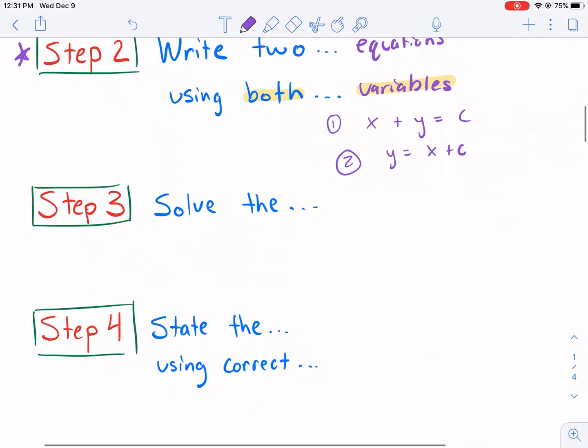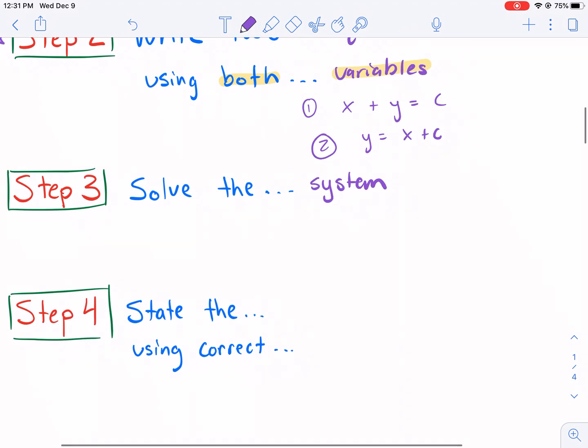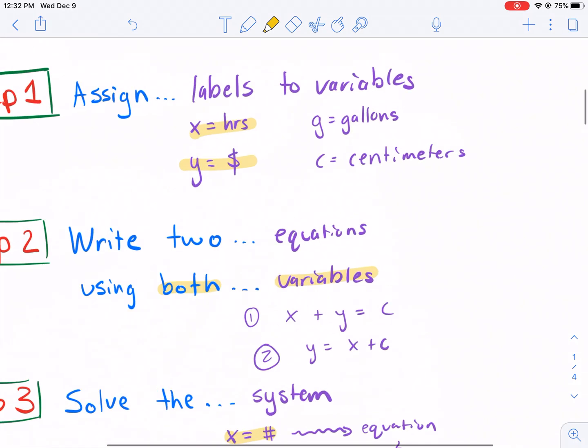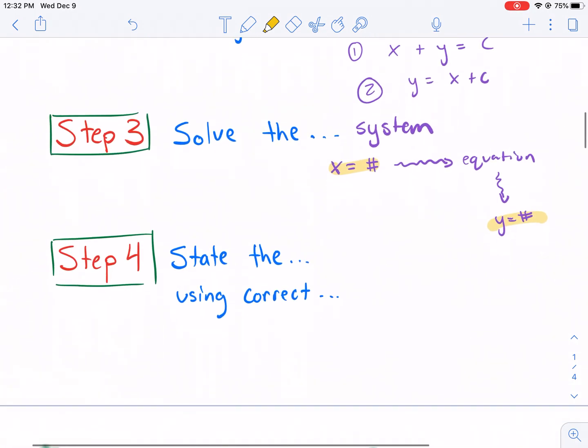Then you're going to solve the system. What you have to do is solve for one of the variables first. So you're going to get x equals something, and then you're going to plug this into the system or an equation, and then you arrive at y equals something. That's your goal. You want to know x equals a number, and you want to know y equals a number, because that's what we were trying to find in the beginning. You wanted to find your variables.